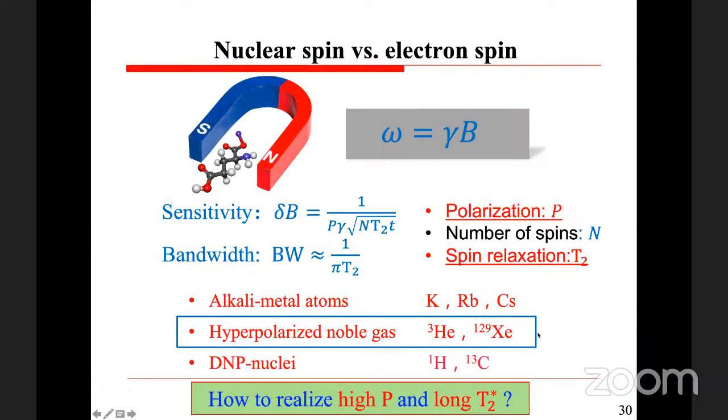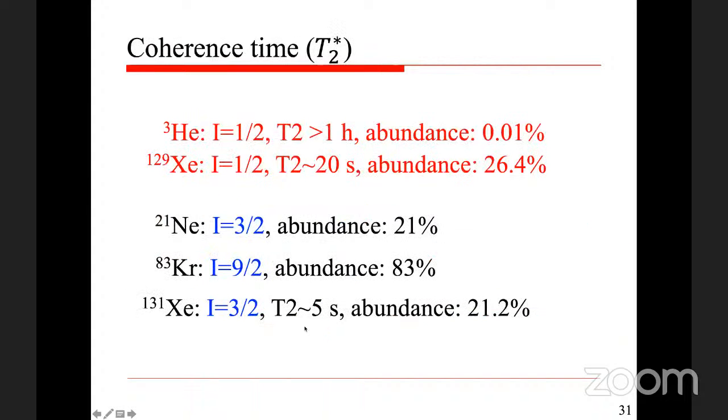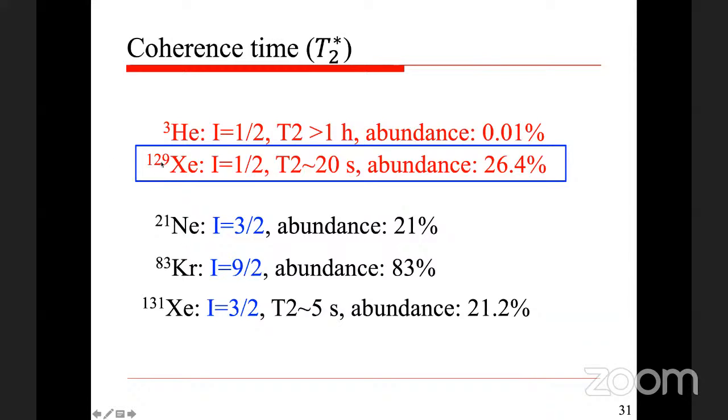It could reach 10 seconds, and the spin polarization could be hyperpolarization. So let's compare the different noble gases. Helium-3, because its natural abundance is very low, so we choose Xenon-129. Even though the T2 is shorter than helium-3, the natural abundance is high.